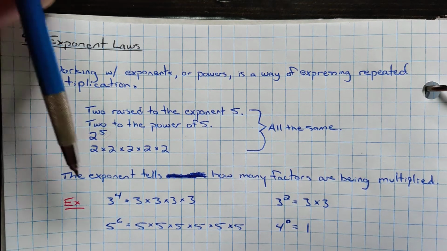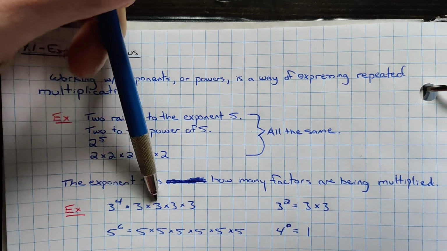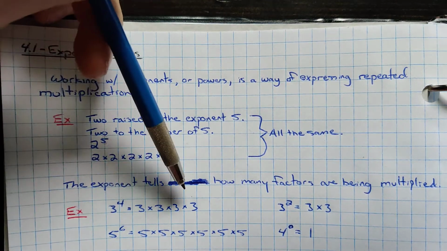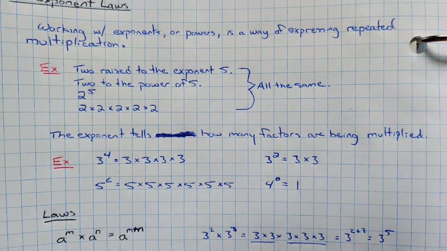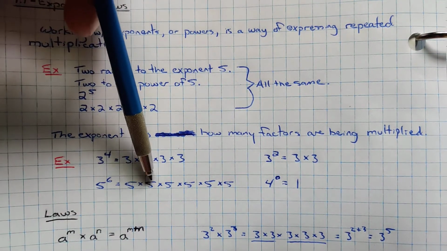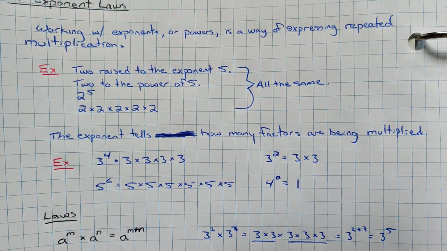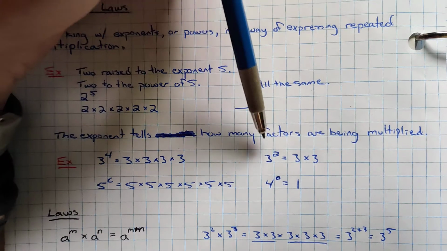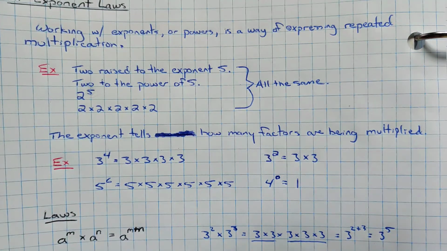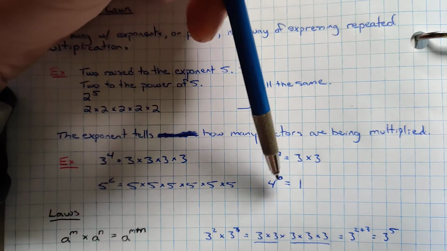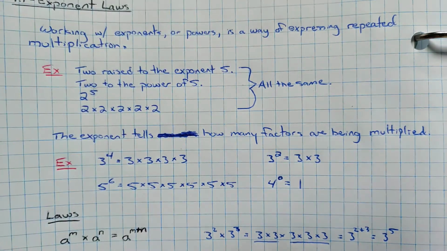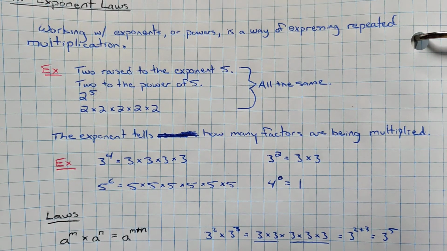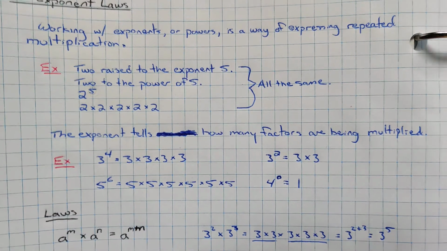So for example, 3 to the 4 is 3 times 3 times 3 times 3. Notice it's 4 times. 5 to the 6: 1, 2, 3, 4, 5, 6, 5 is being multiplied together. 3 to the 2: 1, 2, 3 is being multiplied together. And 4 to the 0 is 1. Now you might not be aware of that one, but we're going to take a look at that in a moment as we look at our laws.